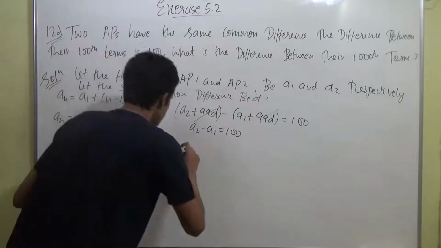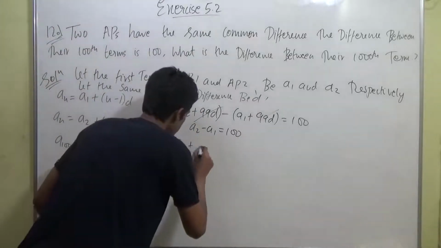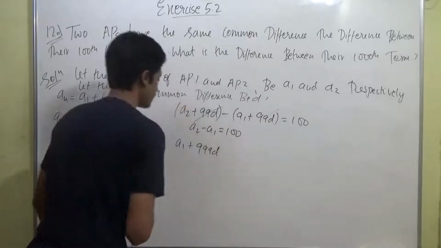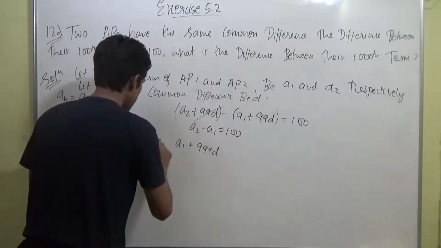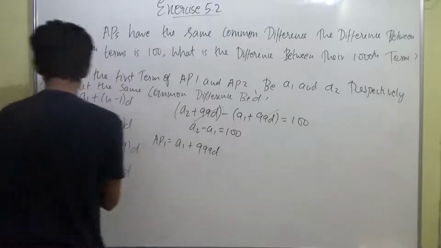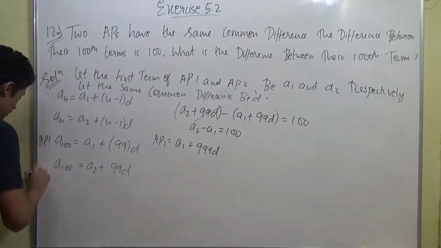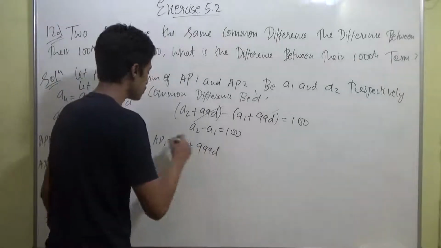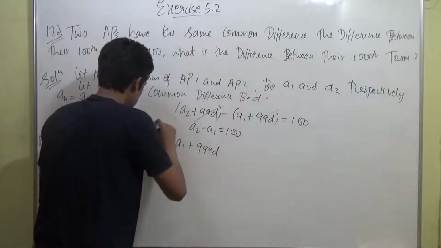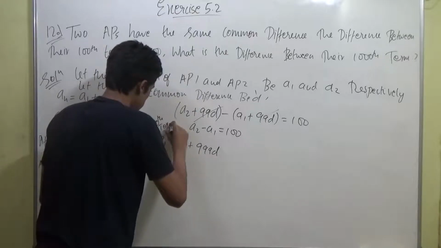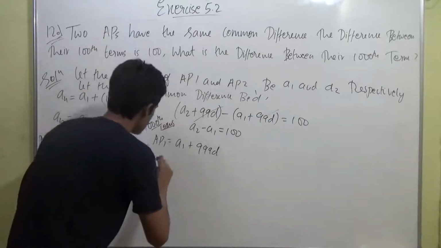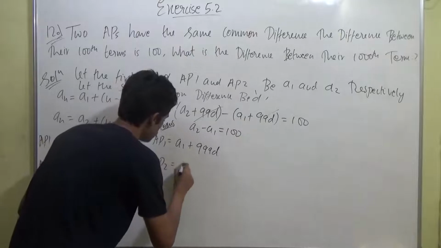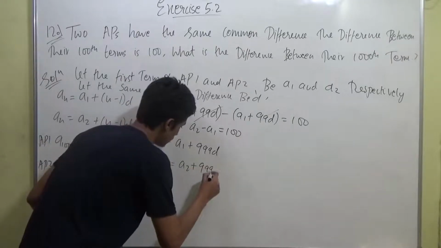Now let's go for the difference between the 1000th terms. The 1000th term will be A1 plus 999D. This one was AP1 and this one was AP2. So AP1 will be A1 plus 999D for the 1000th term, and AP2 will be equal to A2 plus 999D.